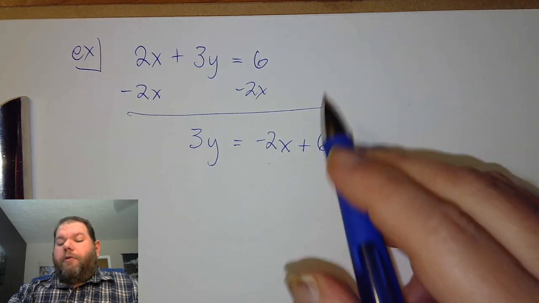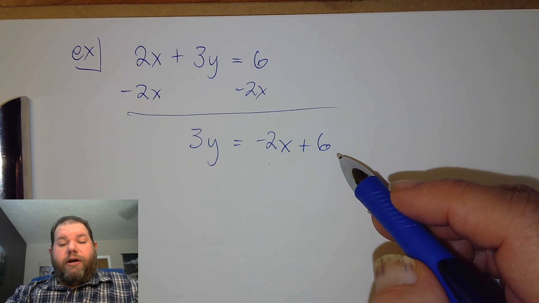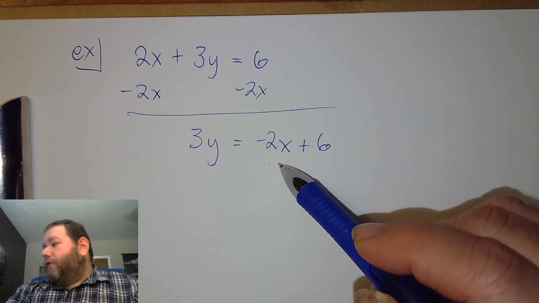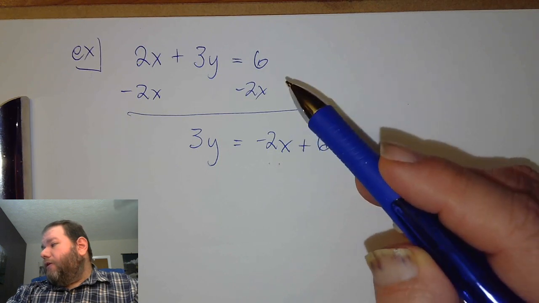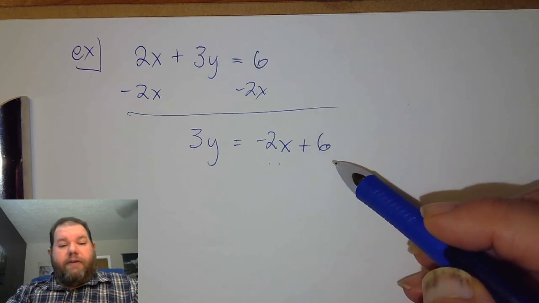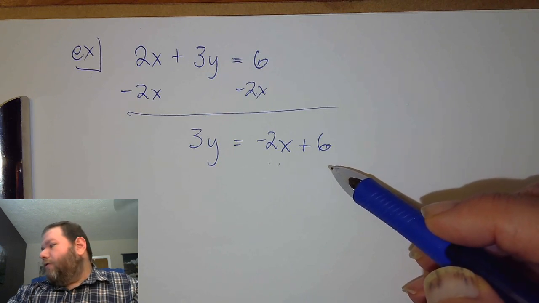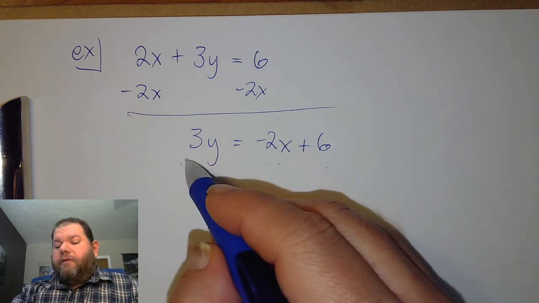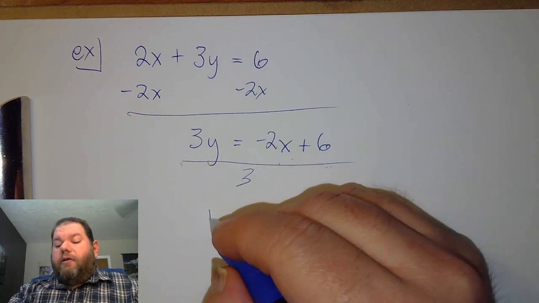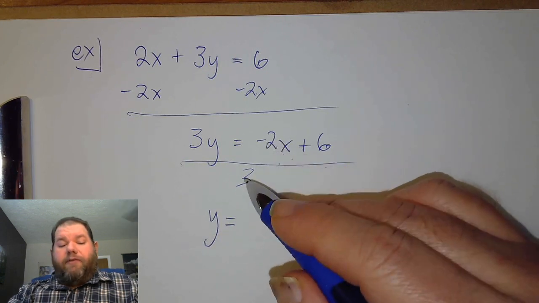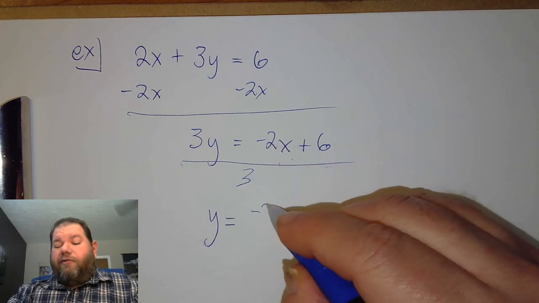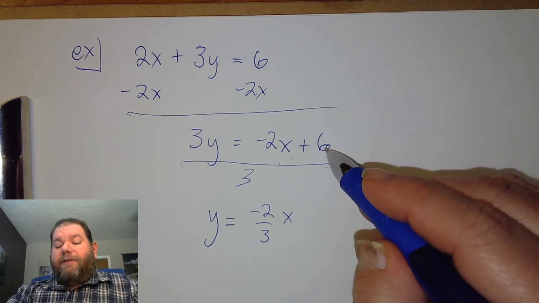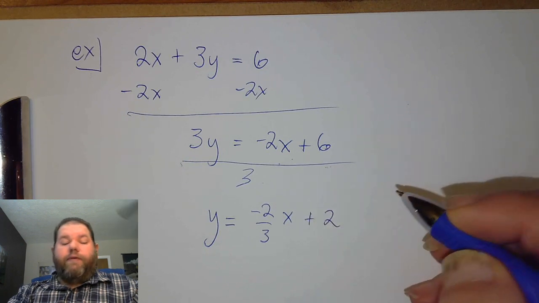Now, I'm going to write this in a little bit different format. We'll talk about why later, a little bit later today. I'm actually going to put the minus 2x first and leave the positive 6 second. And then we'll divide by the 3. So that leaves y by itself. Now, negative 2 divided by 3 doesn't really give us anything. So we'll just leave it as negative 2 over 3. And then 6 divided by 3 does give us a 2 value.